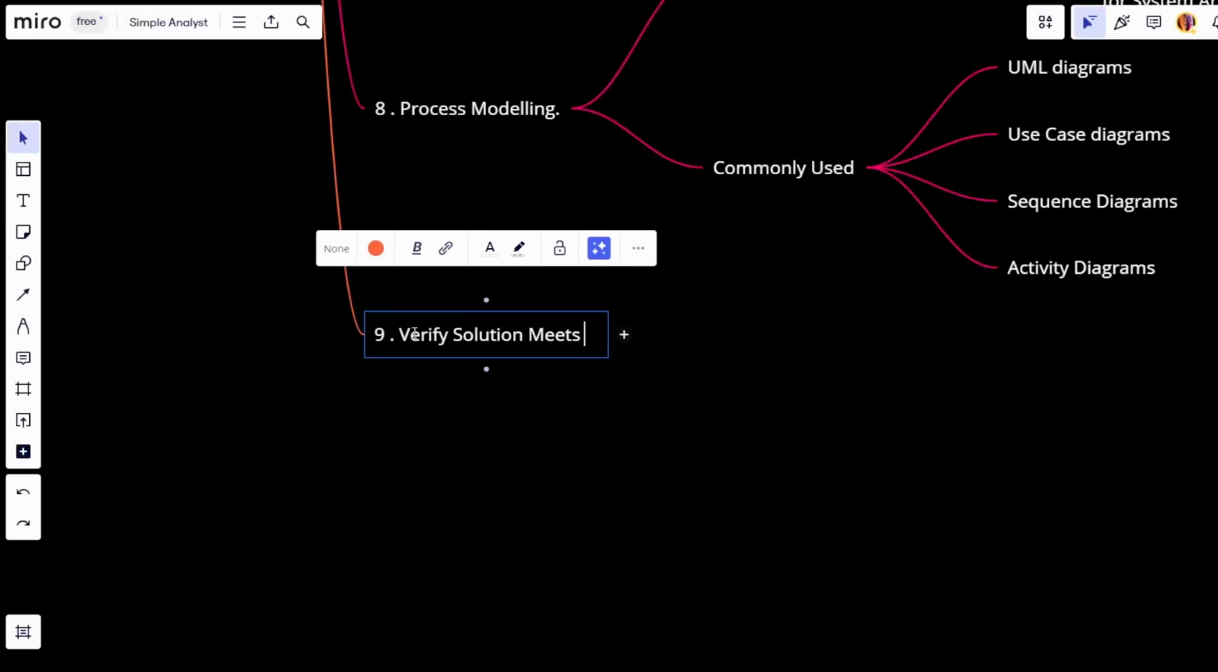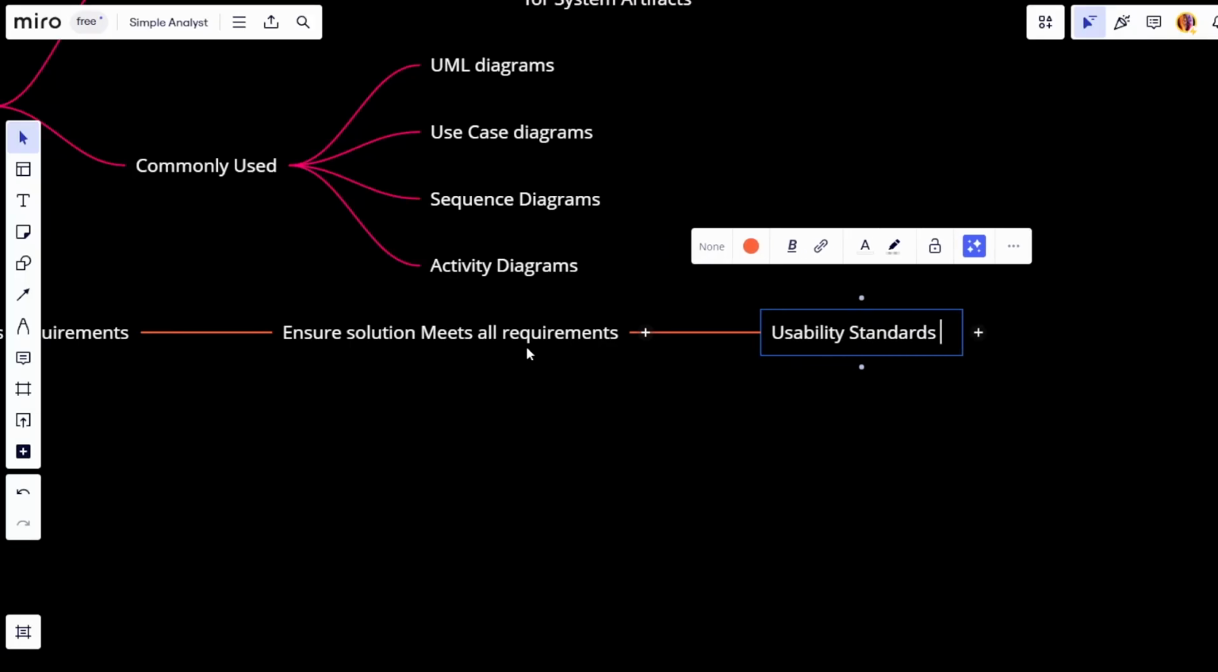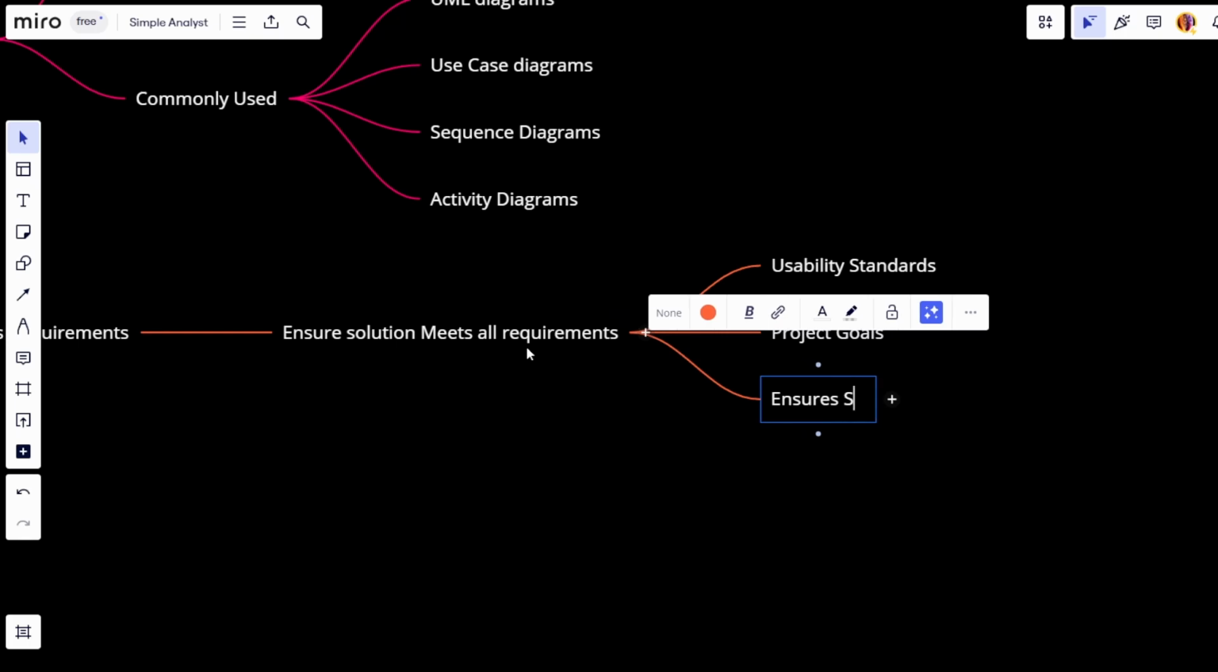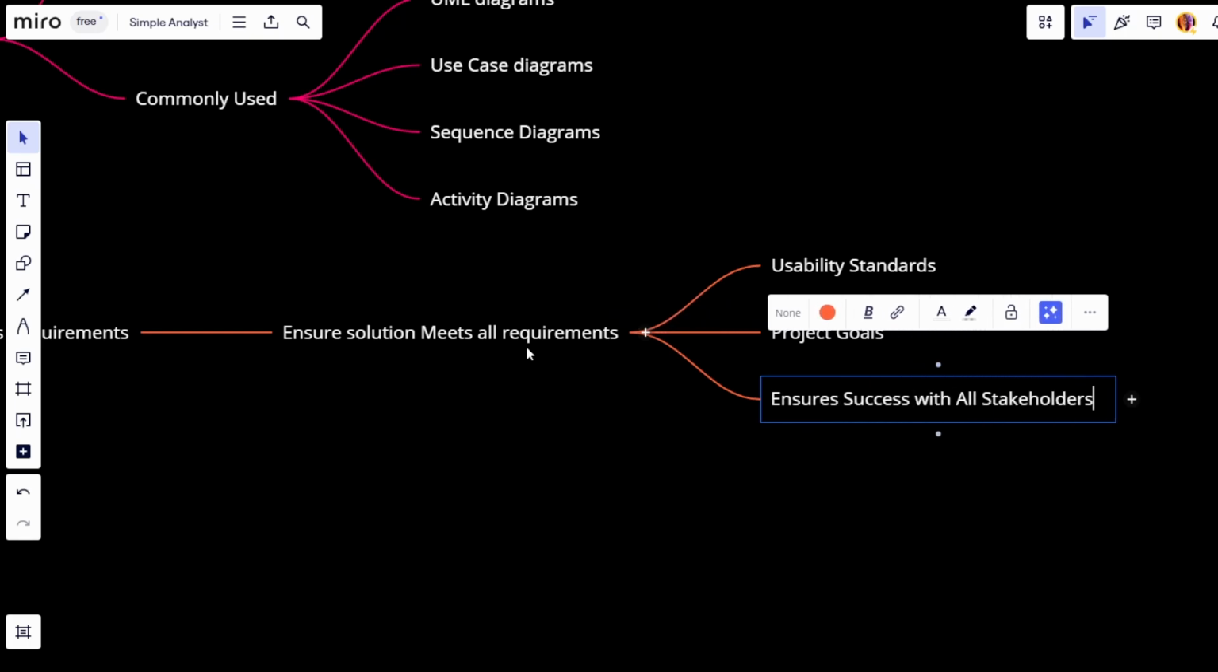9, verify the solution meets the requirements. Once we've handed off the project to, let's say, the technical team, it's important to make sure that everything is checked before moving forward. We need to verify that the solution meets all the requirements, the usability standards, and the project goals. This is essential to guarantee the success of the project and the satisfaction of all the stakeholders. If something doesn't pass the quality test or user acceptance, we need to go back and make sure that they've made the necessary changes.